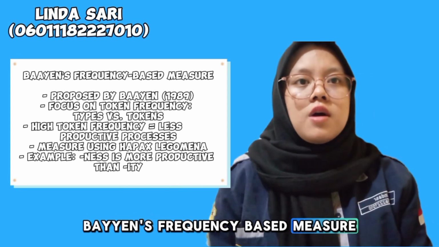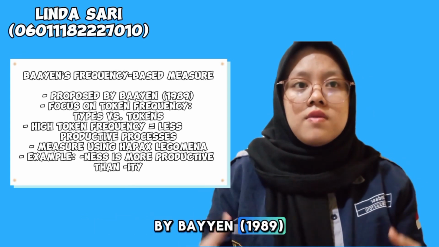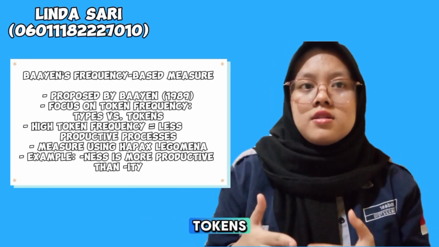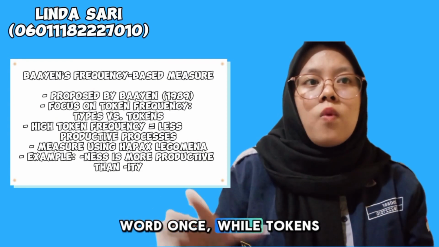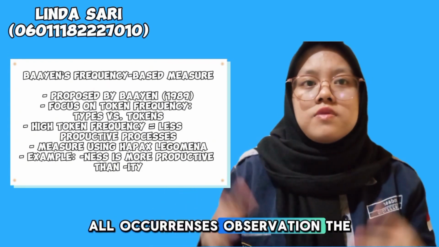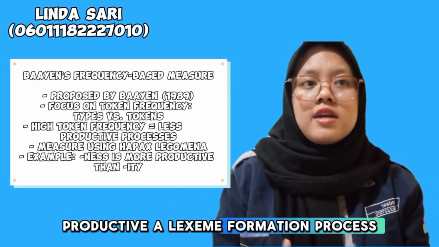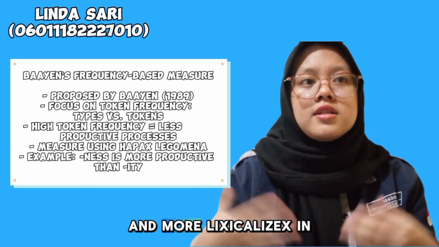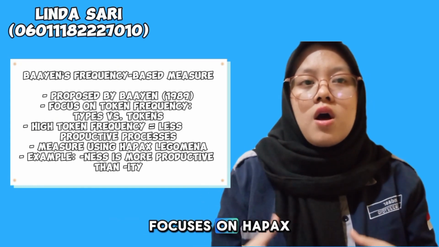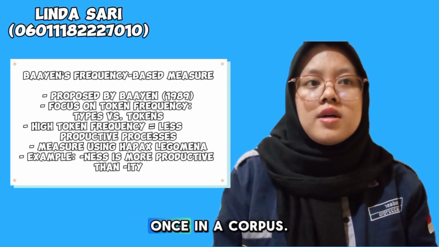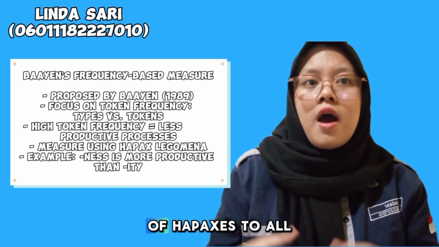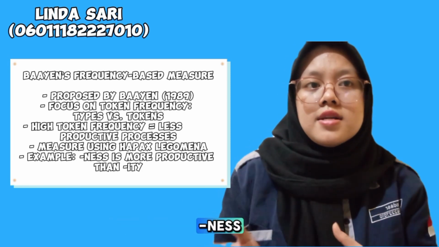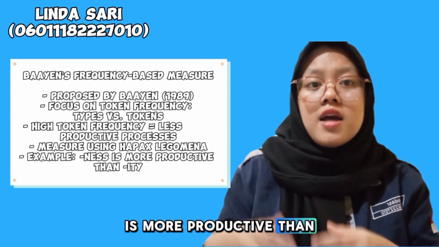Baayen's frequency-based measure, a more sophisticated method by Baayen, 1989, uses the concept of token frequency. So, types versus tokens. Types count distinct word forms, while tokens count all occurrences. Observation: the less productive a lexeme formation process, the higher its token frequency, as these words are more likely to be repeated and more lexicalized in meaning. The Baayen approach focuses on hapax legomena, types that occur only once in a corpus. By calculating the ratio of hapaxes to all tokens, we can get productivity. For example, this method confirms that -ness is more productive than -ity.